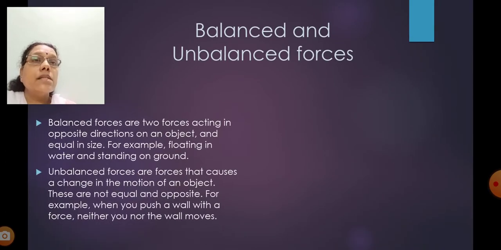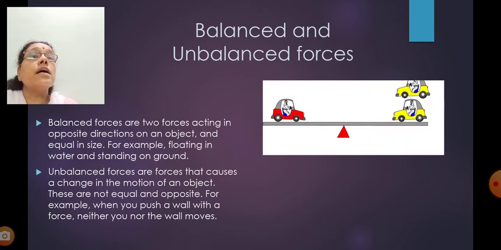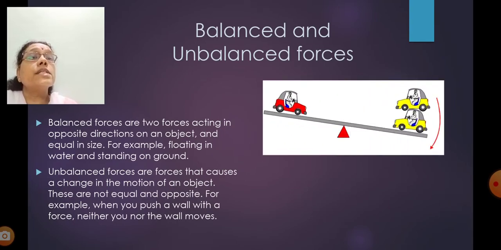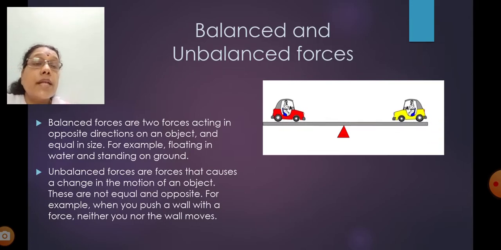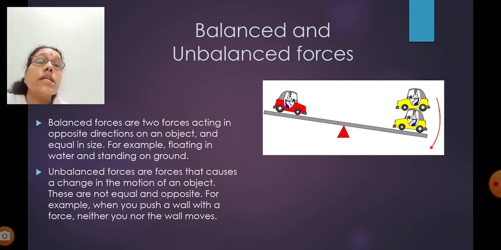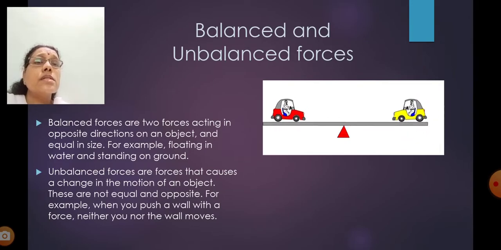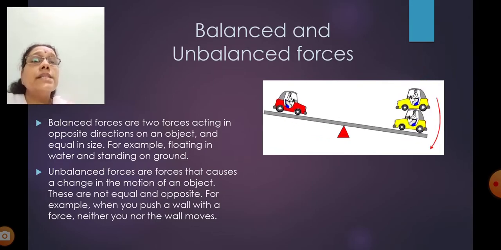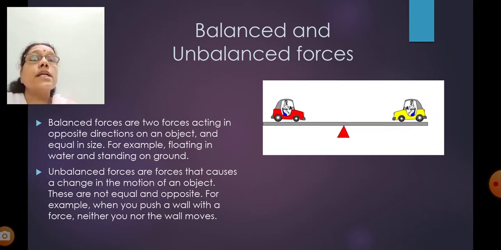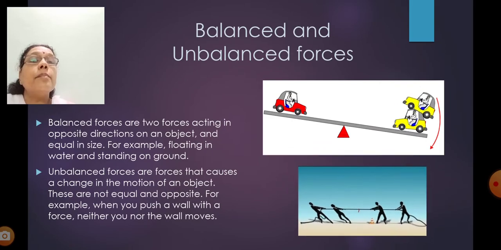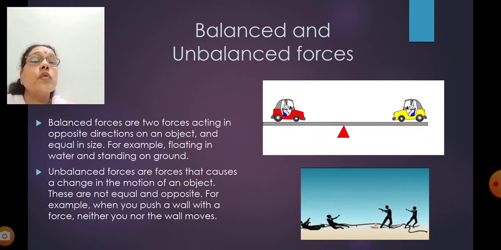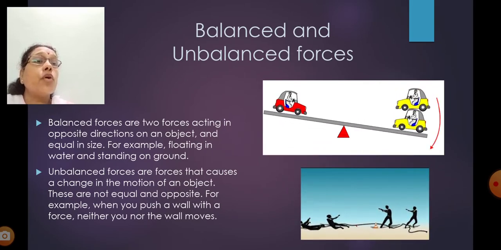Balanced and unbalanced force. Balanced forces are two forces acting in opposite directions on an object and equal in size, for example, floating in water and standing on ground. Unbalanced forces are forces that cause a change in the motion of an object. These are not equal and opposite. For example, when you push a wall with a force, neither you nor the wall moves.